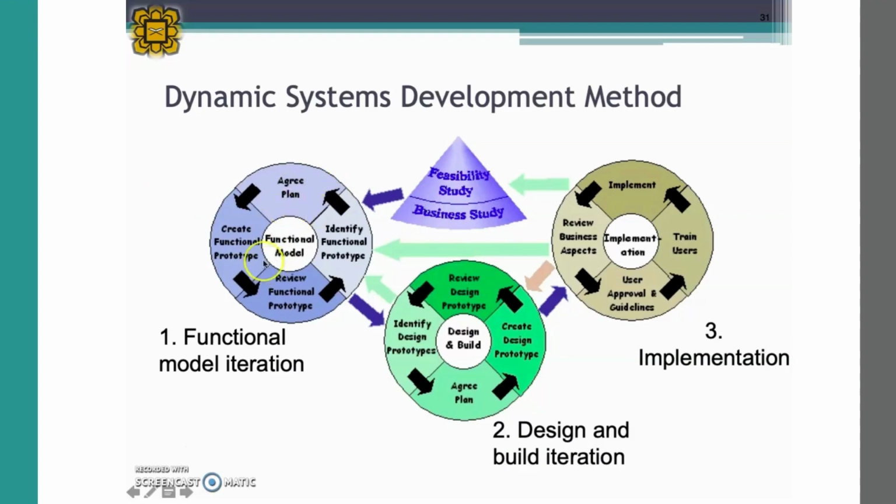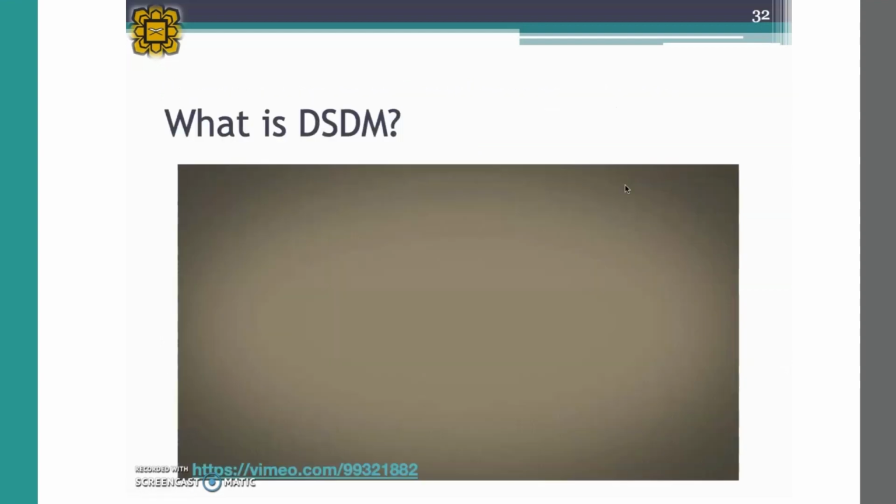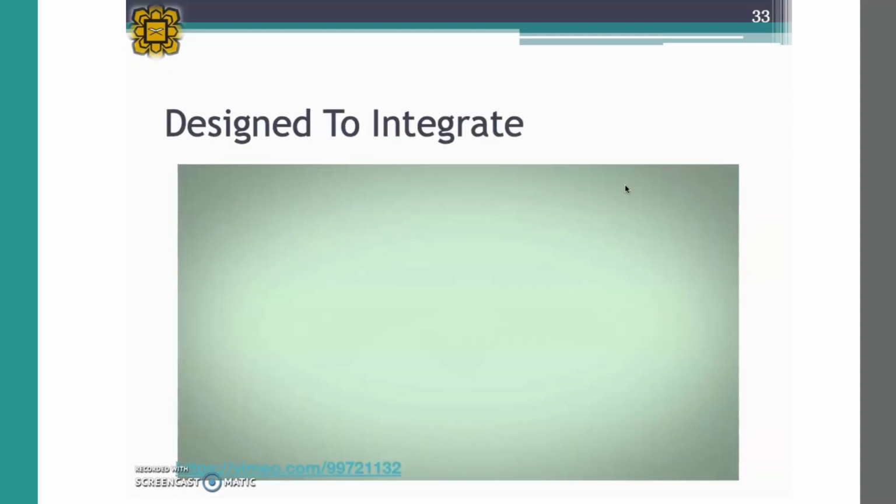So you have 3 types of iterations. The first one is the functional model. Then after you finish, you produce the prototype, start to design, and you iterate until the design is refined, and then finally you implement. That is basically the idea of DSDM. This is also a video on DSDM.